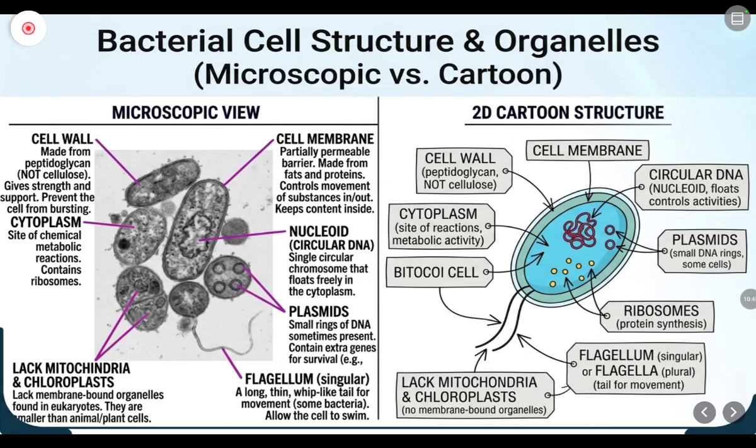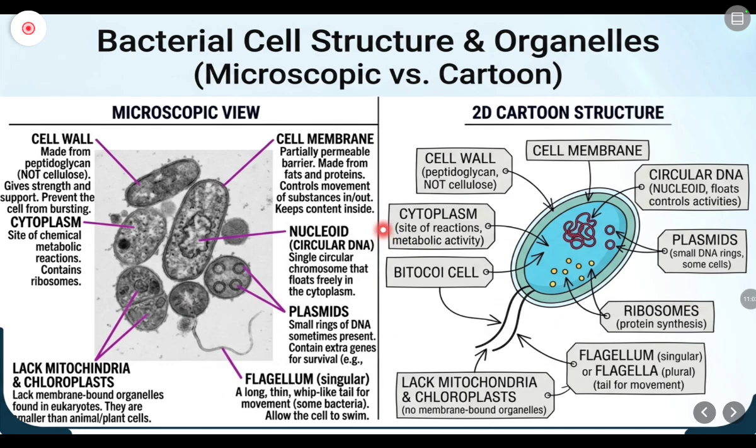Now for the cell wall, it's made from a substance known as peptidoglycan. Remember this. A cell wall is made from what? From peptidoglycan and not cellulose. Don't mix it up, because cellulose is found in the cell wall of plants but not in the cell wall of bacteria.